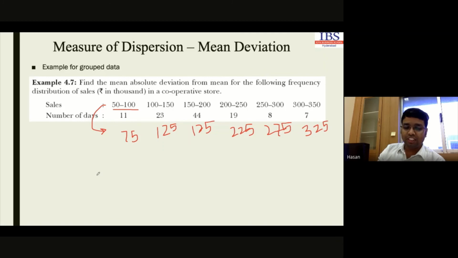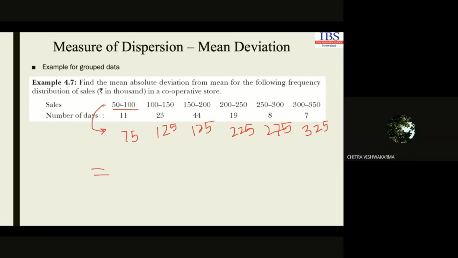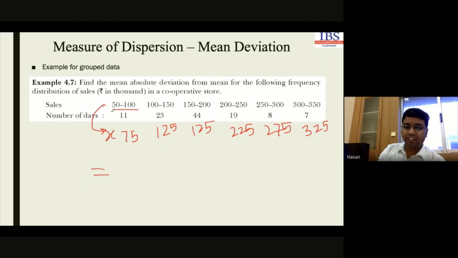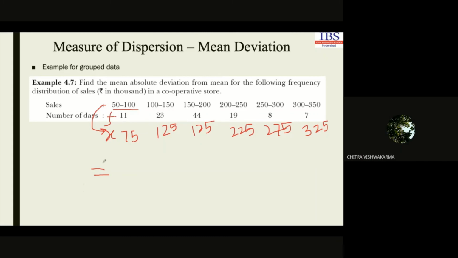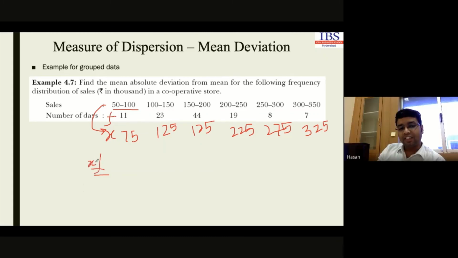Then what we have to do here? This is our x value and this is our f value. So we'll have to multiply x into f and calculate the xf value. So this is 11 multiplied by 75, 23 multiplied by 125, and so on. This is some value we get. After that, we have to take the average.